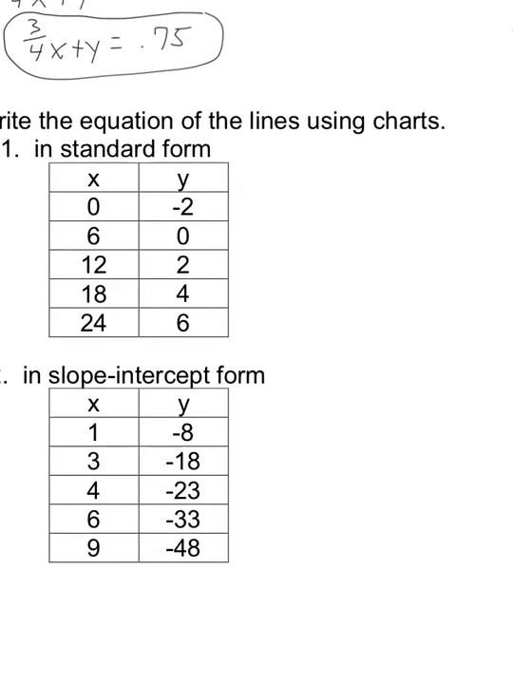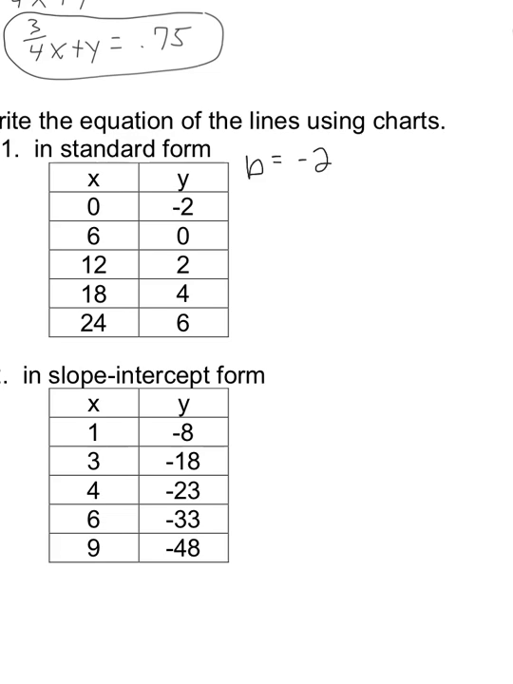From this table, I can quickly see I have a y-intercept. I know it's a y-intercept of -2 because my x value is 0. Anytime my x is 0, wherever it crosses the y-axis, when x is 0, is my y-intercept. So that point is over 0, down 2, crossing my y-axis. So I have my beginning point, my y-intercept, which is -2.